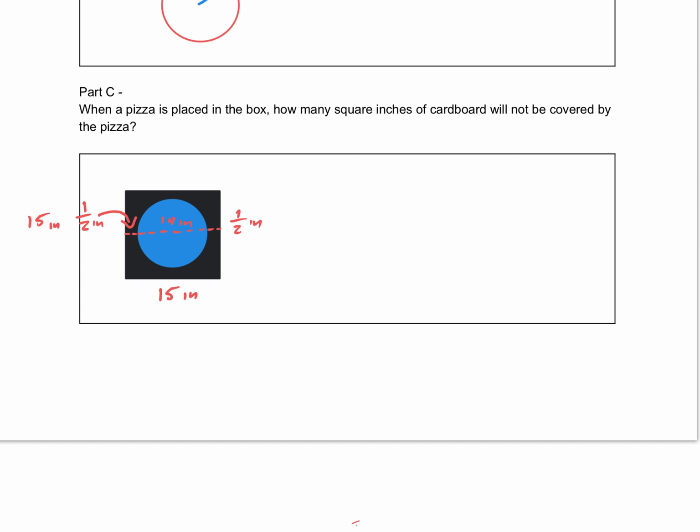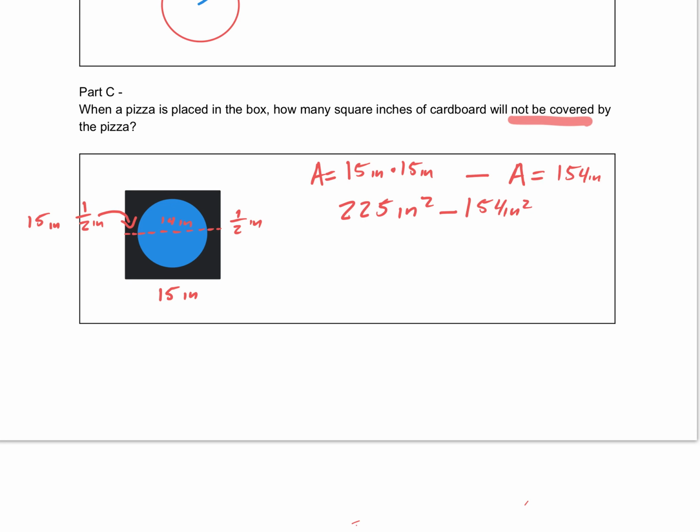Now the only thing we need to do is find the area of the square, which is going to be 15 inches times 15 inches. And we are going to subtract the area of the circle, which is going to be 154 inches square. Remember, we are looking for the part that is not covered by the pizza. 15 times 15, if you want to use a calculator, you can. You get 225 inches square minus the 154 inches square that we had from the original circle of the pizza.